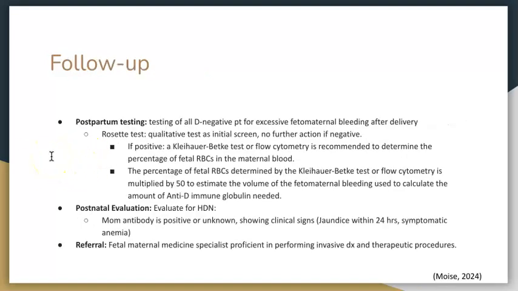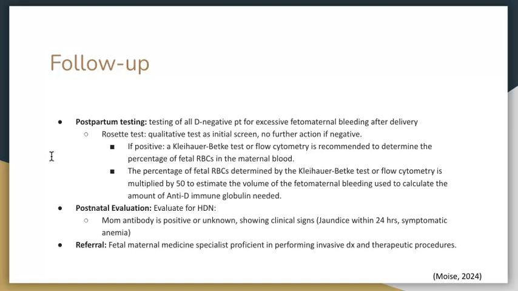Postpartum testing for all D-negative patients, especially if there is excessive fetal-maternal bleeding after delivery, you would want to do a rosette test, which is a qualitative test as an initial screen. And if it's negative, no further action. If positive, then you would want to do the Kleihauer-Betke test or flow cytometry to determine the percentage of fetal red blood cells in the maternal blood. Now, you would want to multiply this result by 50 to estimate the volume of the fetal-maternal bleeding for the amount of the anti-D immunoglobulin needed.